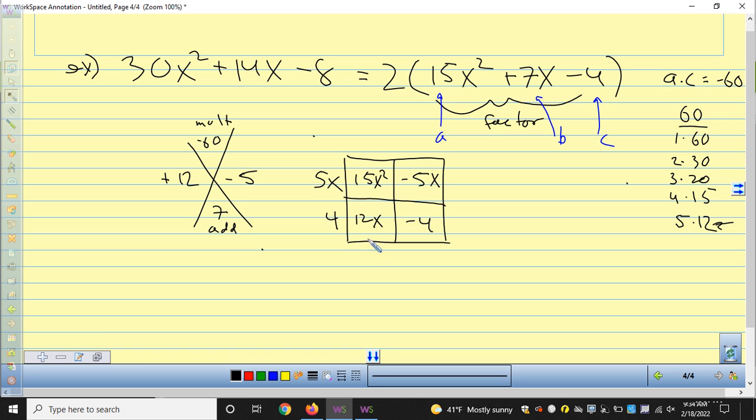X, 1x. Biggest number that goes into both 15 and 12? 3. Because 3 times 5 is 15, 3 times 4 is 12. Smallest x is x. Biggest number that goes into both 5 and 4? 1. And because this is negative, we make that negative. So my parentheses are 3x minus 1 times 5x plus 4.